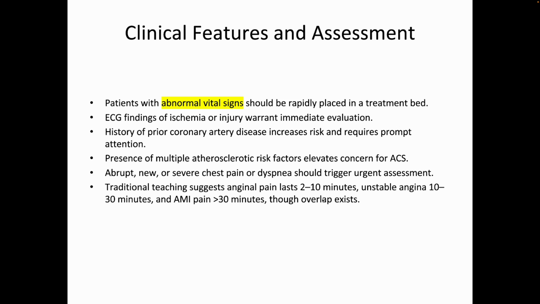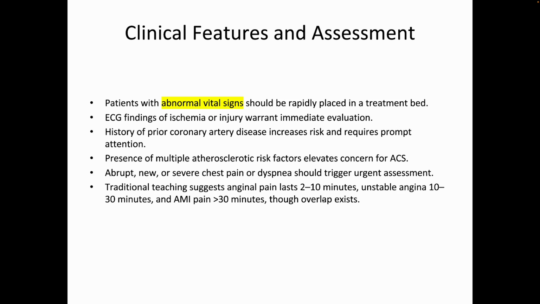No, you treat everyone with chest pain in the same fashion. That's the tricky part about cardiovascular diseases. Abrupt, new, or severe chest pain or dyspnea should trigger urgent assessment. So if there's any change with the symptoms.